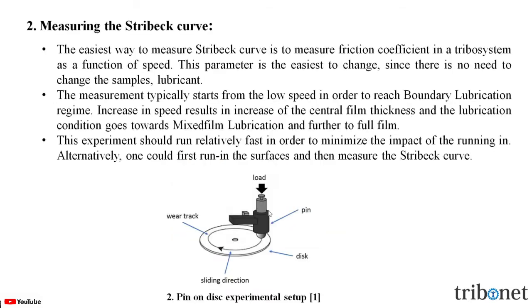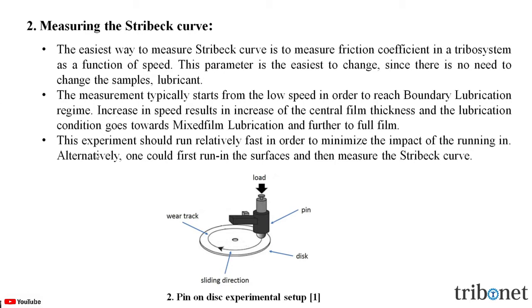Let us know how we measure the Stribeck curve. The easiest way to measure the Stribeck curve is to measure the friction coefficient in a tribo system as a function of speed. This parameter is the easiest to change since there is no need to change the samples or the lubricant. The measurement typically starts from the low speed in order to reach the boundary lubrication regime. Increase in speed results in increase of the central film thickness and the lubrication condition goes towards mixed film lubrication and further to full film.